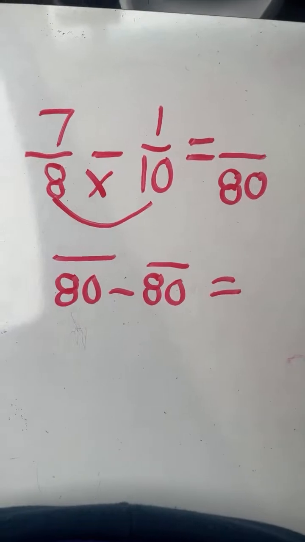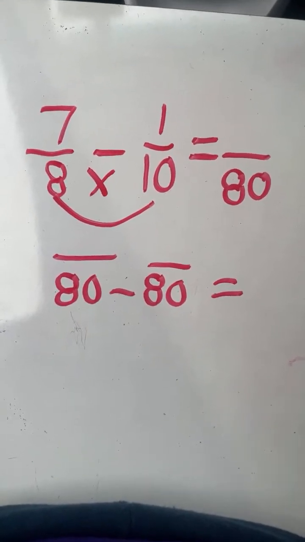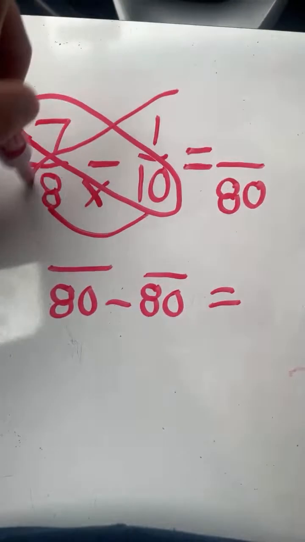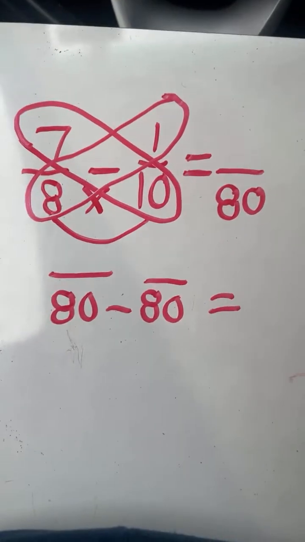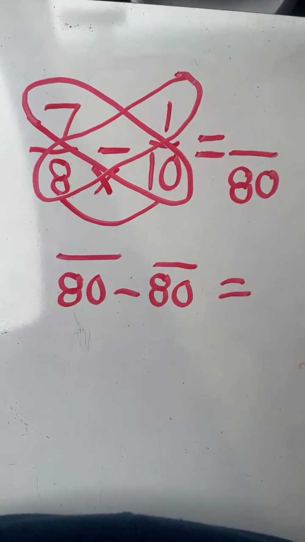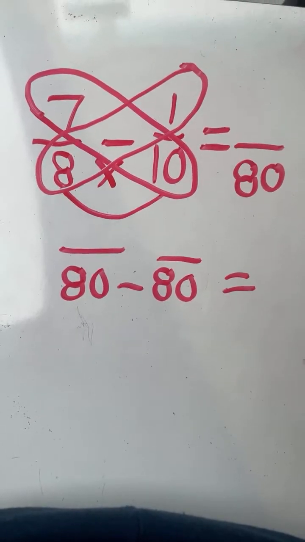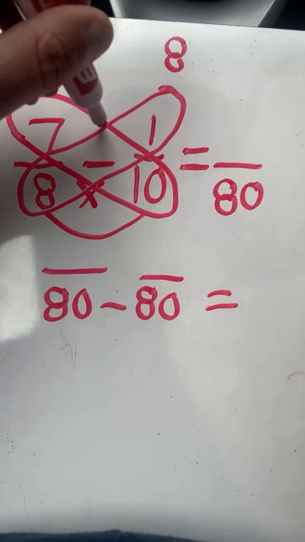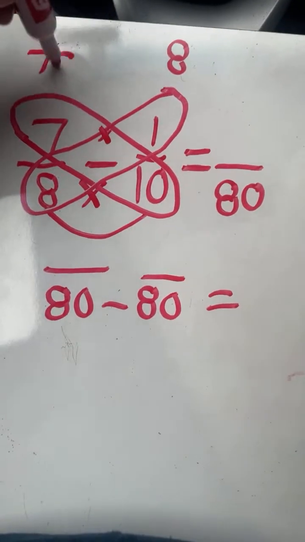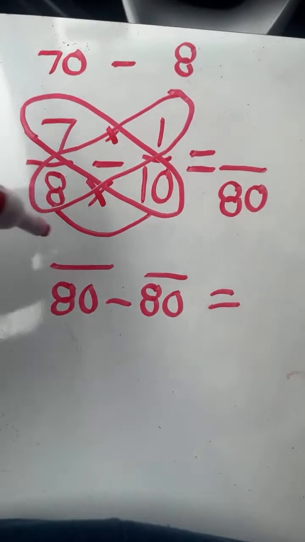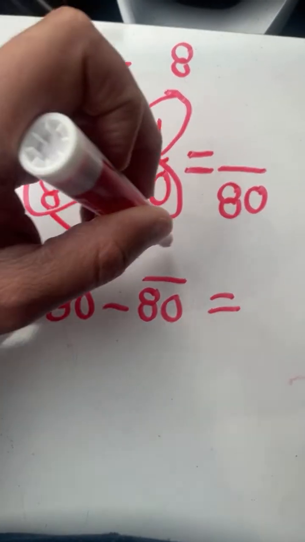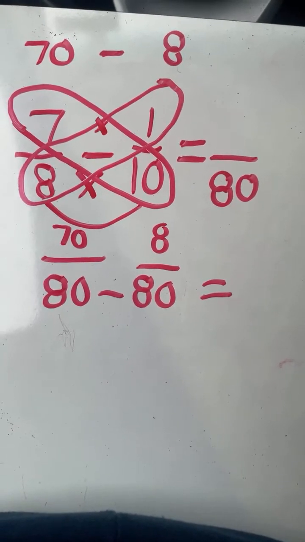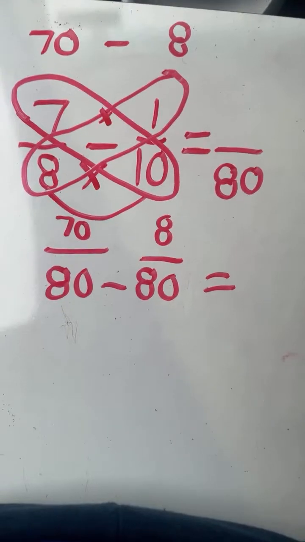Next, we have to multiply each numerator by the opposite denominator. So we have to convert 7/8 to 80ths, and we have to convert 1/10 to 80ths. So 8 times 1 equals 8. 7 times 10 equals 70. So we have 70/80 minus 8/80. 70 minus 8 equals 62.